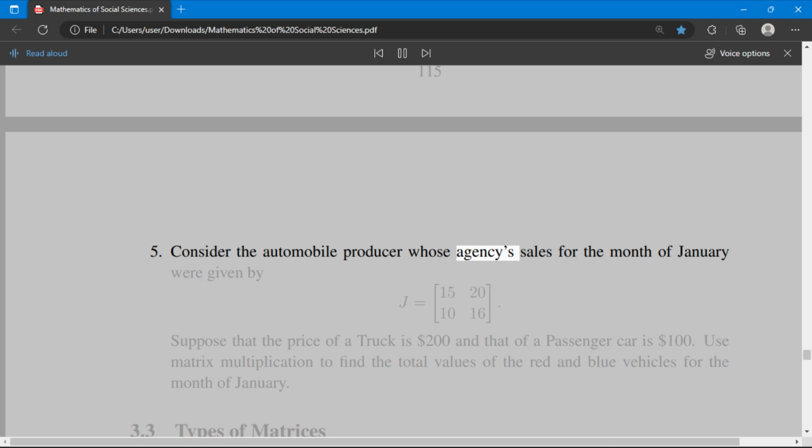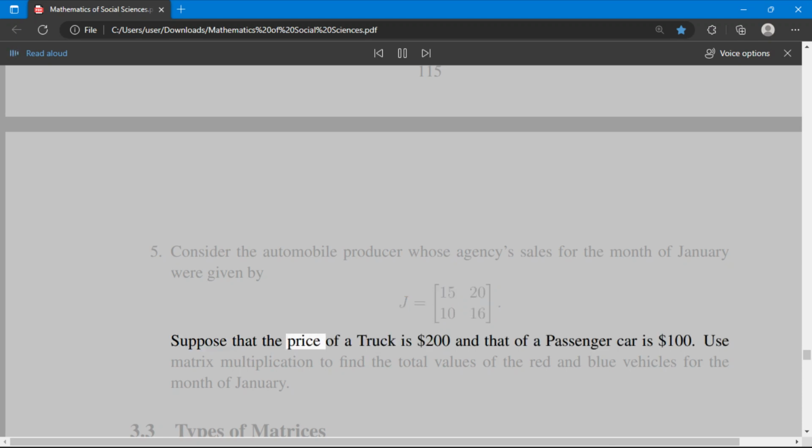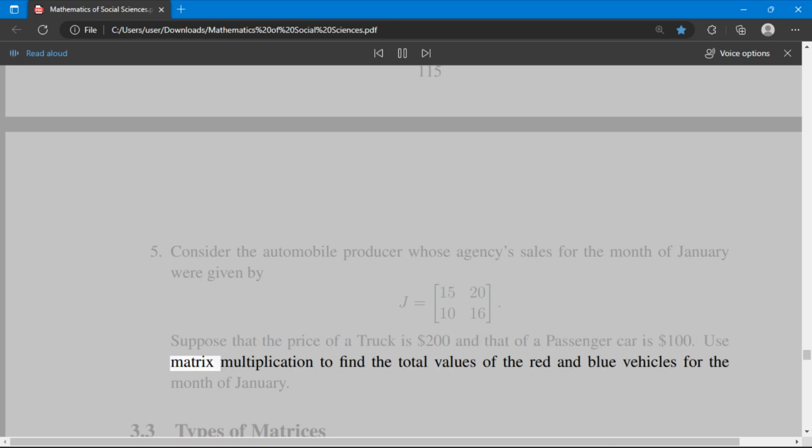Consider the automobile producer whose agency's sales for the month of January were given by J = [15 20; 10 16]. Suppose that the price of a truck is $200 and that of a passenger car is $100. Use matrix multiplication to find the total values of the red and blue vehicles for the month of January.